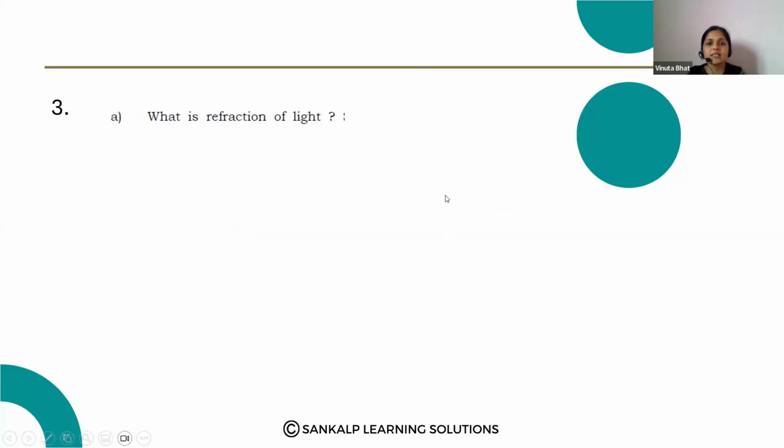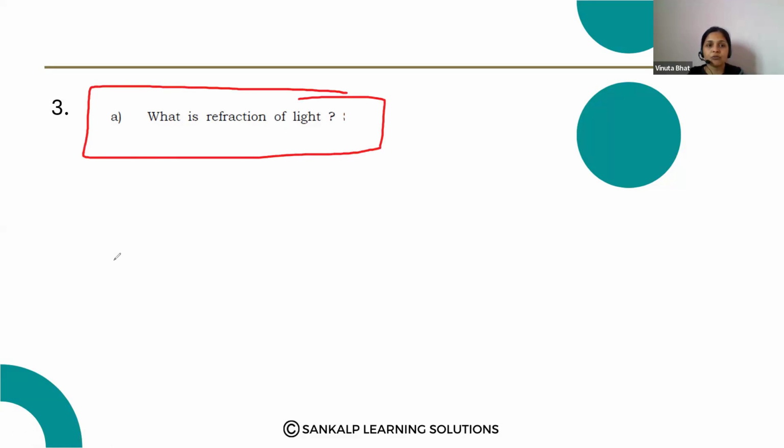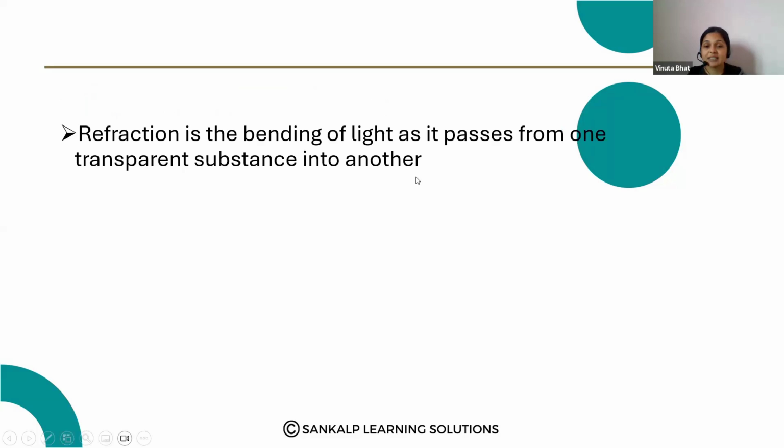Next question: what is refraction of light? Actually, the definition is not in the syllabus, but just for your knowledge I have added this question. What is refraction of light? Here, refraction is the bending of light as it passes from one transparent substance into another.